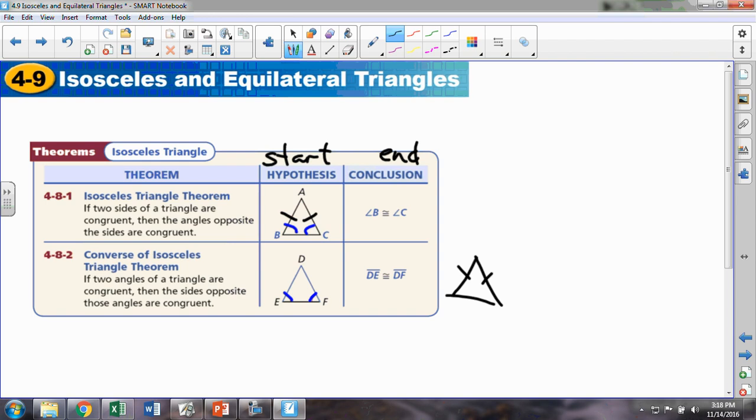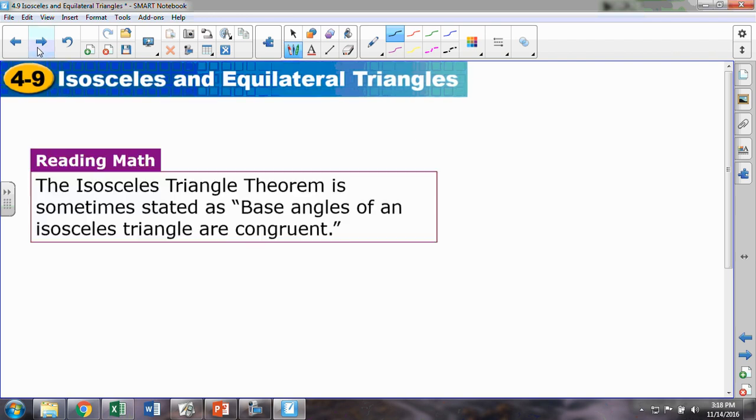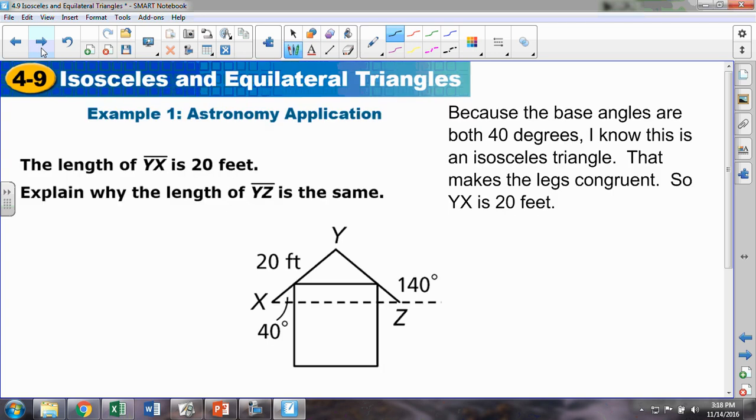In general, people remember these things as one combined fact. The isosceles triangle theorem and its converse are usually just stated as: the base angles of an isosceles triangle are congruent. Of course, this can play a role with the kinds of problems that we've worked before. For instance, explain why this length has to be YZ.